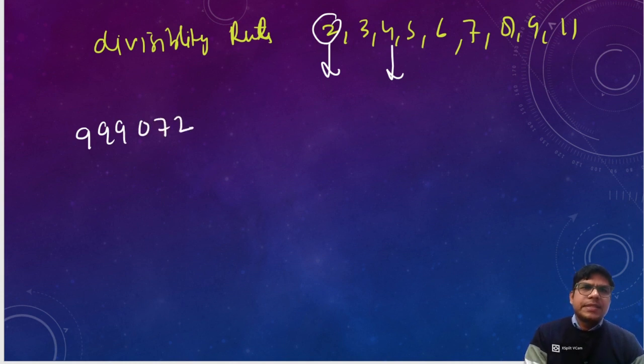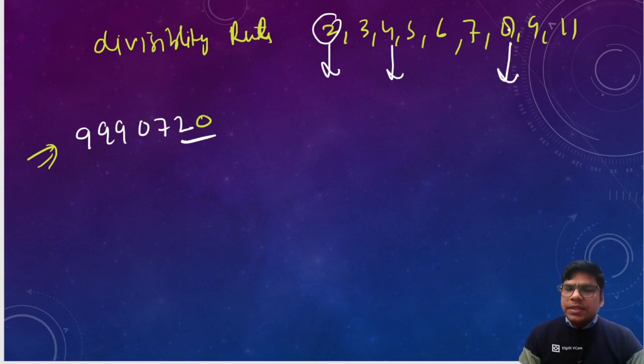999,072. This is an example number. Is this number exactly divisible by 2? Yes. This is an even number, so it is exactly divisible by 2. Is this number exactly divisible by 4? Yes. If the last two digits of a number are exactly divisible by 4, then the whole number is exactly divisible by 4.